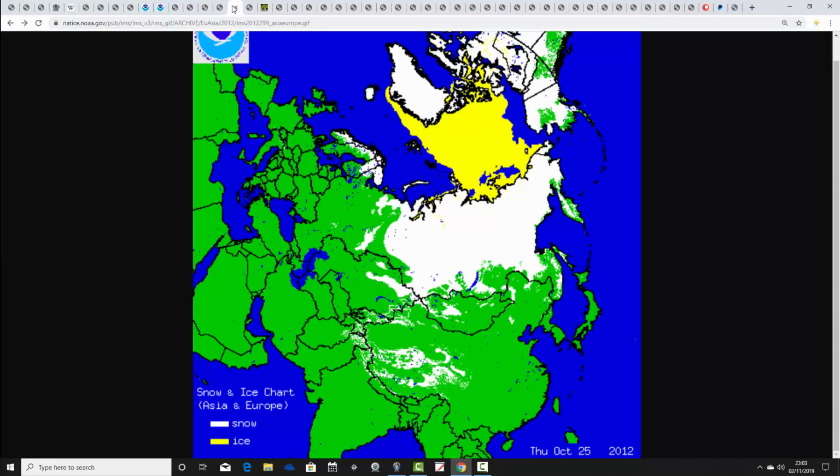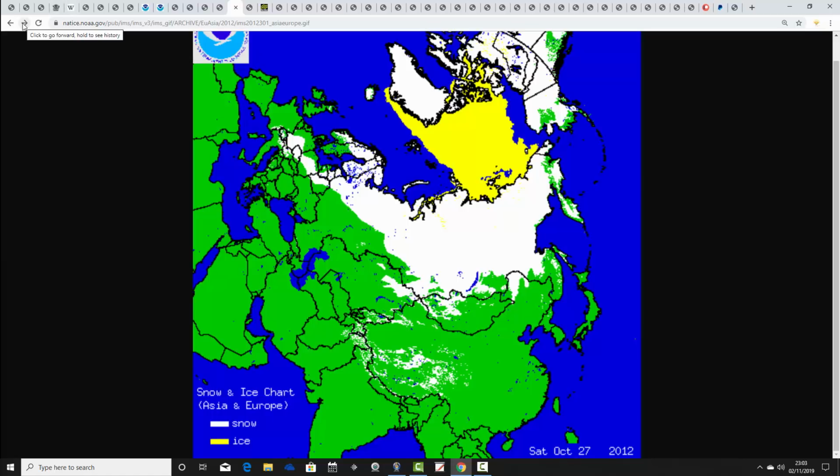This does have similarities with what happened in 2012. This is the 25th of October 2012. Look how the snow cover surged from the 26th to the 27th, even into central parts of Europe, can you believe, by the 27th of October.